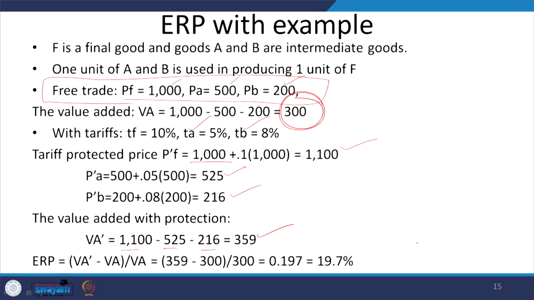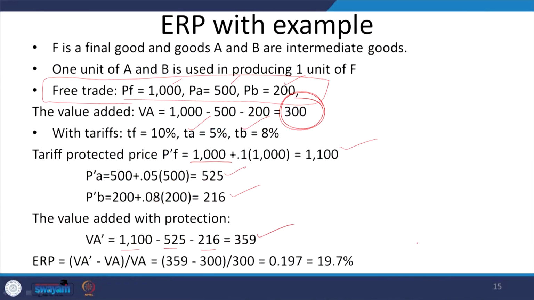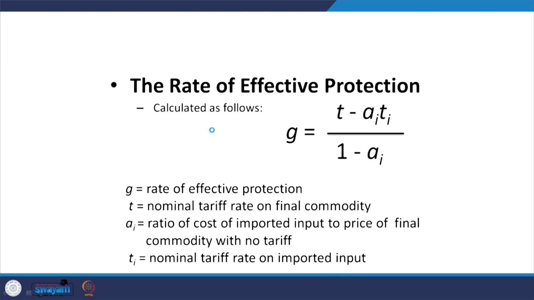So, as per the value added method, the new value added minus the original value added, divided by the original value added, is nothing but the effective rate of protection. How much extra value we add due to tariff at different levels. So, 359 minus 300 divided by 300 is basically 0.197, which is 19.7%. Therefore, the effective rate of protection is 19.7%, whereas the nominal protection is only 10%. So, effective protection is better than the nominal one.